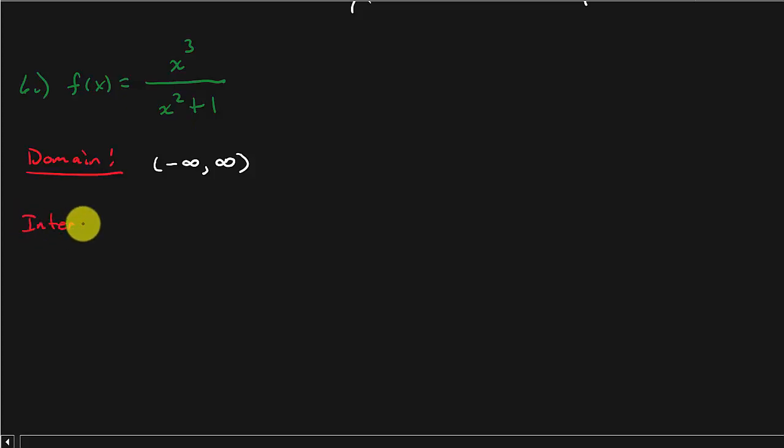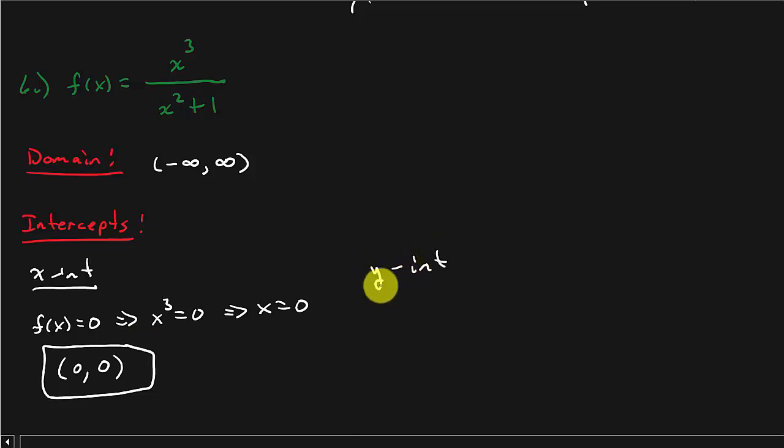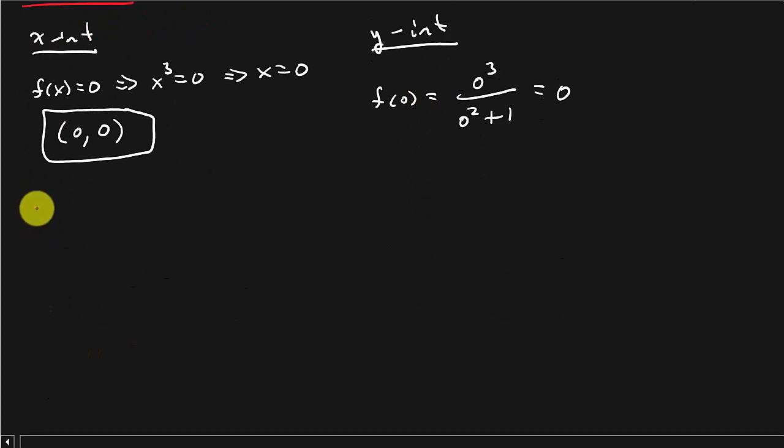Now, let's look at intercepts. All right, so let's find our x-intercept first. And that is when f of x is equal to 0. Well, that means x cubed equals 0, which means x is 0. And so our x-intercept is 0, 0. And of course, we know that's our y-intercept also, but I'm still going to write it down so you can see it. So the y-intercept is f of 0, which is 0 cubed over 0 squared plus 1, which is 0. And so, of course, there it is. We knew that already.